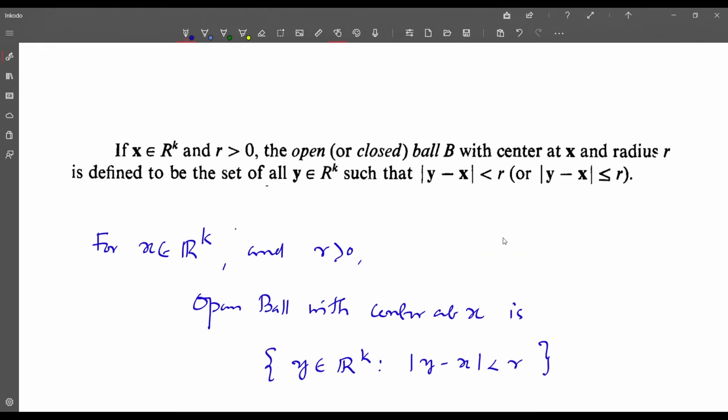So if x belongs to Rk and r is greater than 0, then the open ball B with the center at x and radius r is defined to be the set of all y in Rk such that |y - x| < r, and the closed ball B with center x and radius r is defined to be the set of all y in Rk such that |y - x| ≤ r.